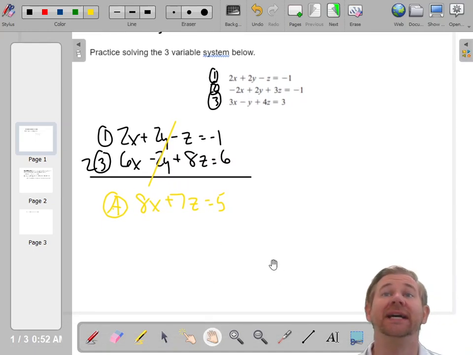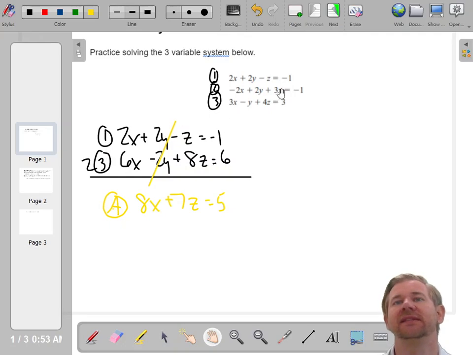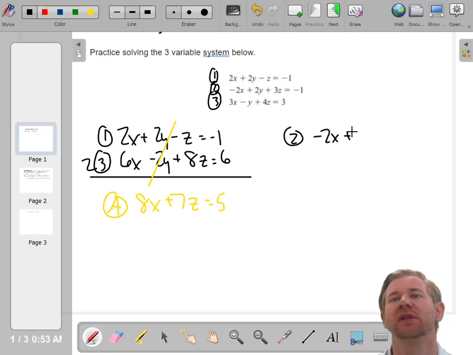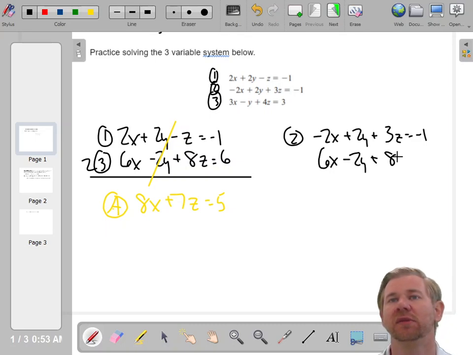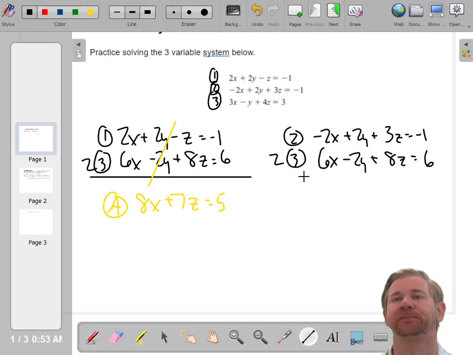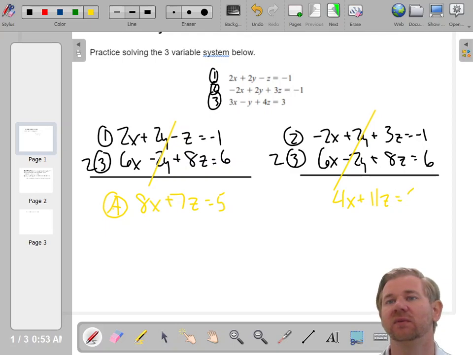So I need to get rid of y again. I did 1 and 3 the first time, so I'll do 2 and 3 this time. So line 2, negative 2x plus 2y plus 3z equals -1. And again, I'm going to double line 3, so that'll actually be the same: 6x minus 2y plus 8z equals 6. That's still 2 times line 3. So y goes away, great. 6 minus 2 is 4x plus 11z equals 5. I'll call that line B.